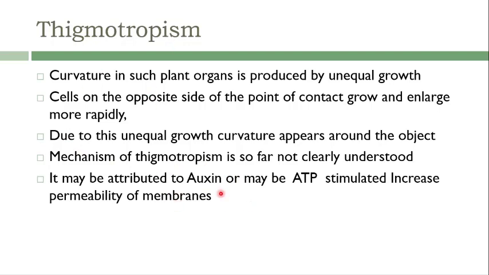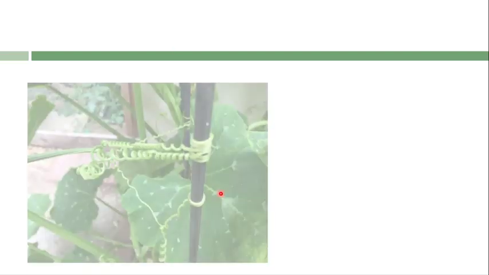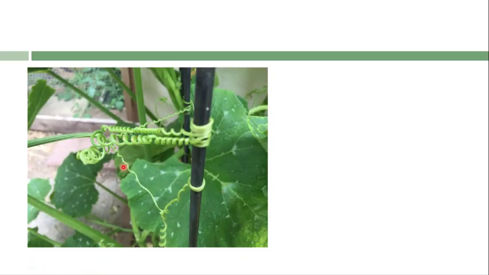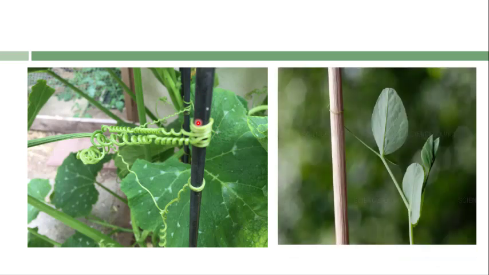But this particular mechanism is still not clear. As we have seen, these are the tendrils, which are the modified leaves of this particular plant. What happens? These are twining around the solid object. So these are the solid objects. If you place a solid object towards one side of this particular tendril, you will see that the tendril will always move towards the solid object and it will not move away from it. Why? Because it needs support.